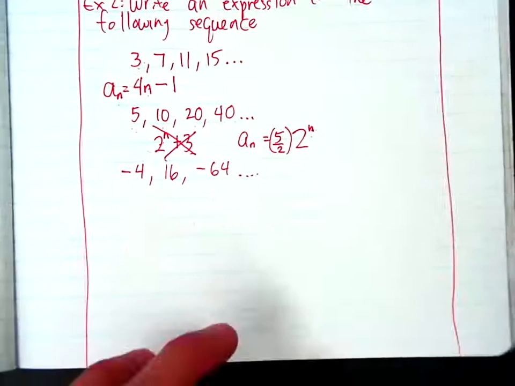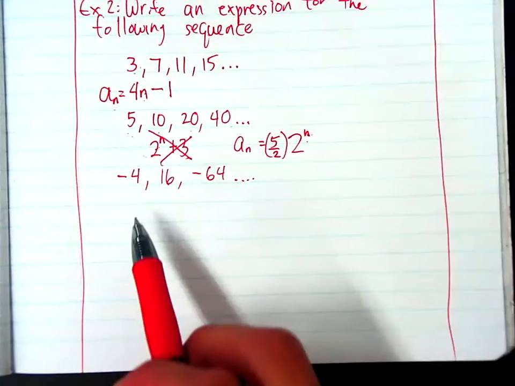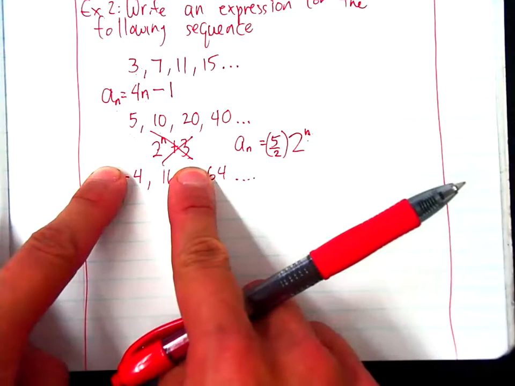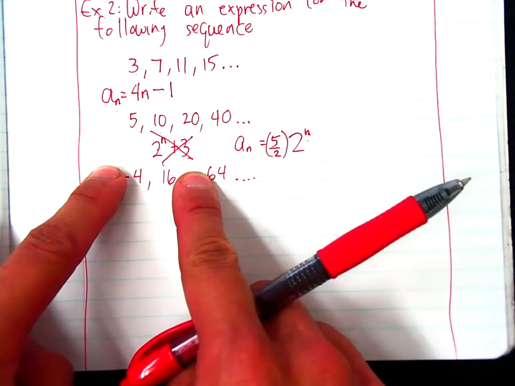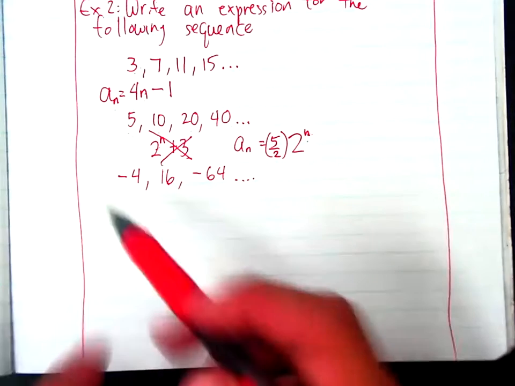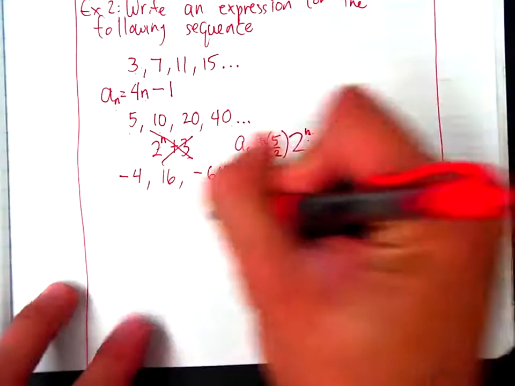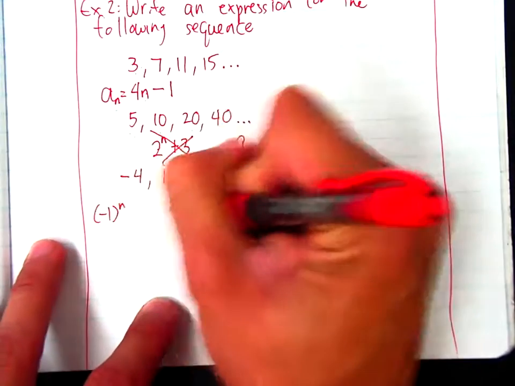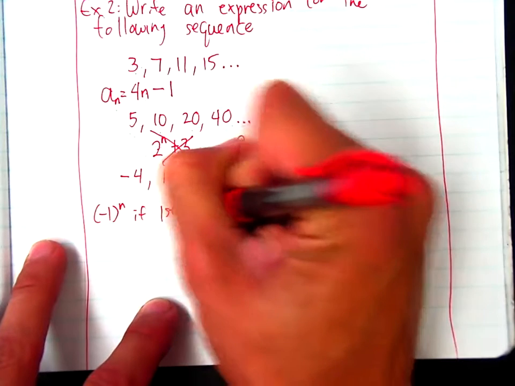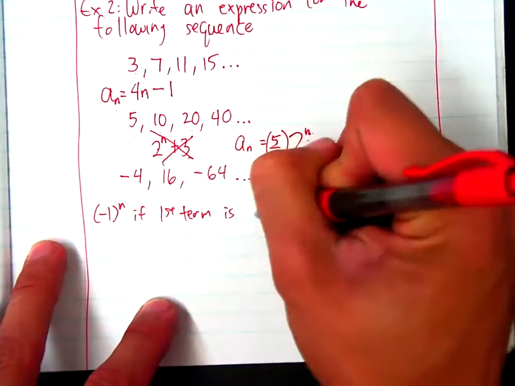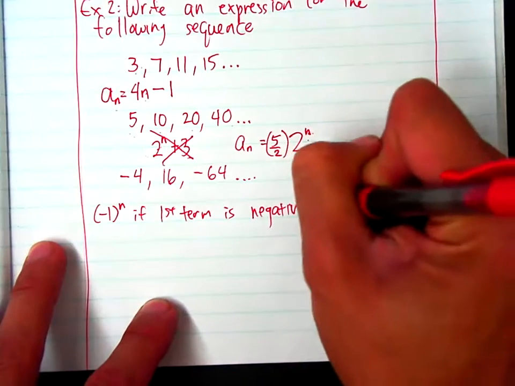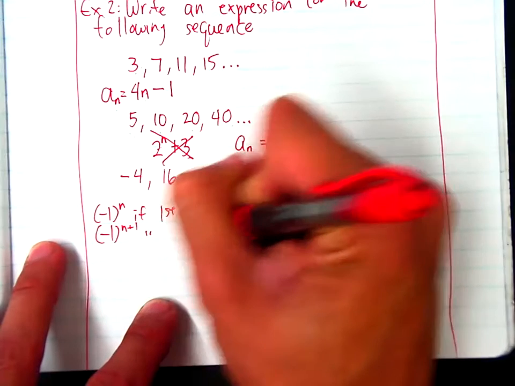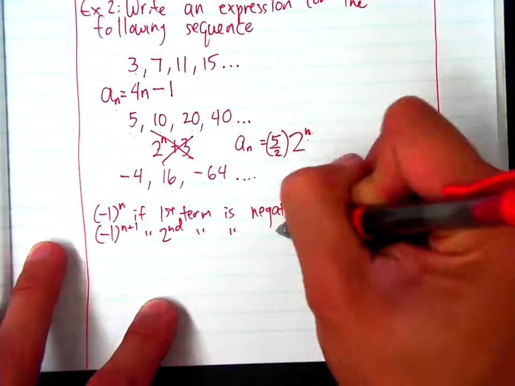And then we'll just come up with more sequences. This one, what's different is if you just look at the numbers, if I cover up the negatives, I am multiplying by 4. However, now I have a negative, so I have to account for that. Well, here's a quick rule. I'm going to do negative 1 to the n if the first term is negative, and then I'm going to use negative 1 to the n plus 1 if the second term is negative.